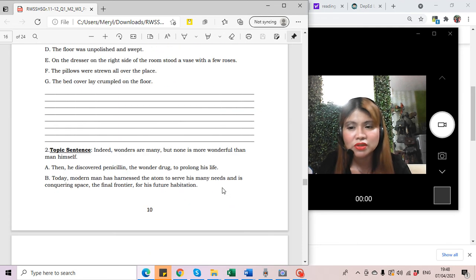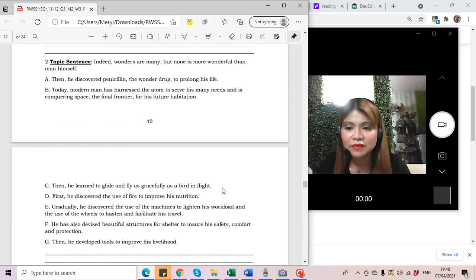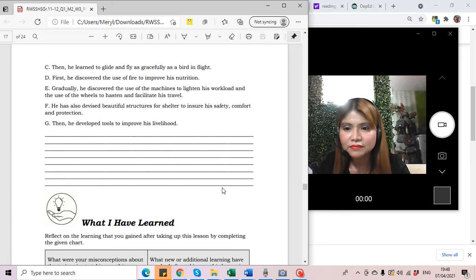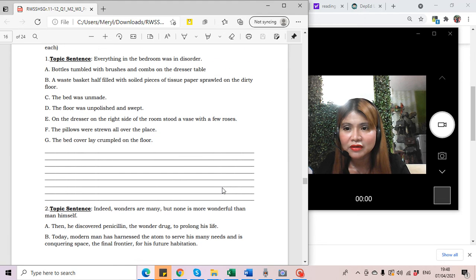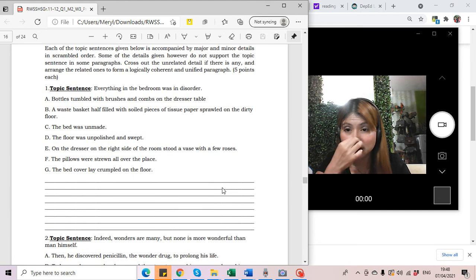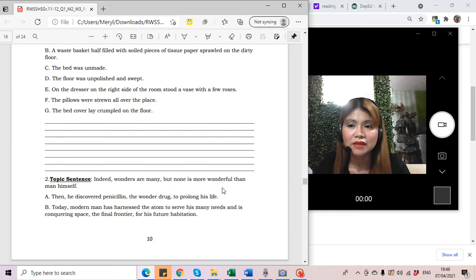Same goes with number 2. You have there the topic sentence. Okay. So what you will write there on the spaces provided, the arranged paragraph. Okay.